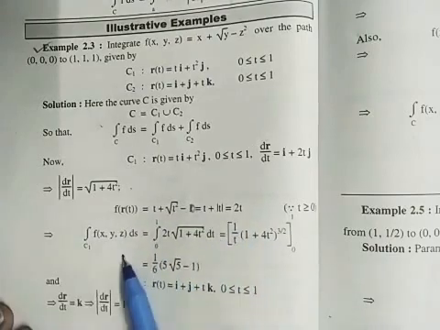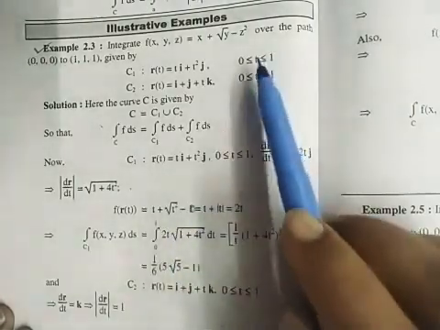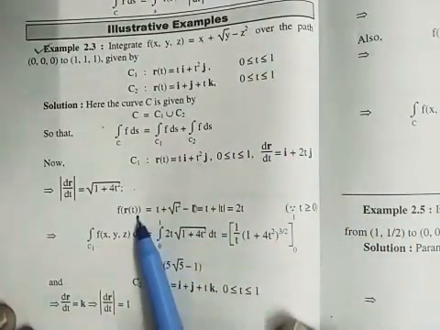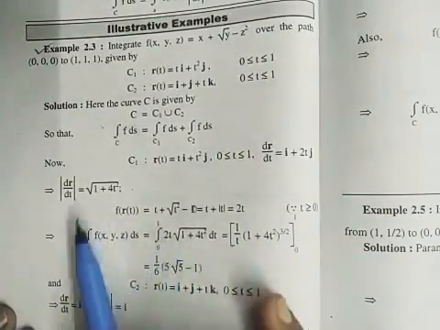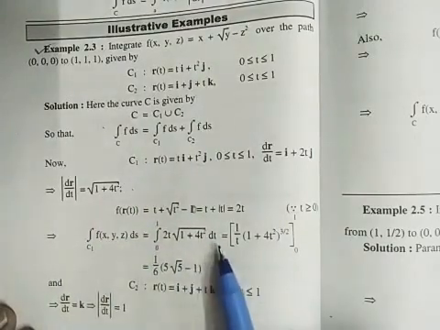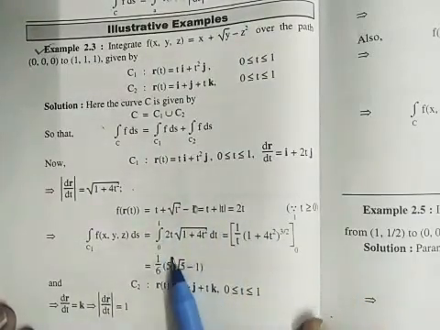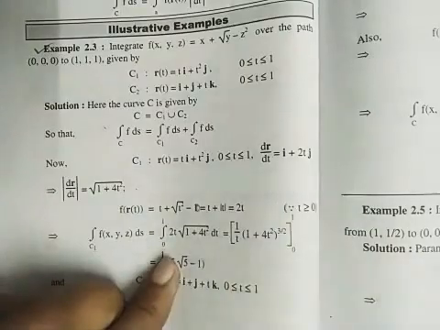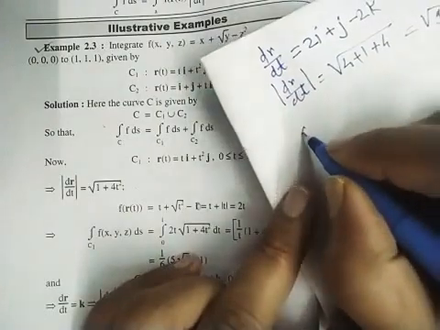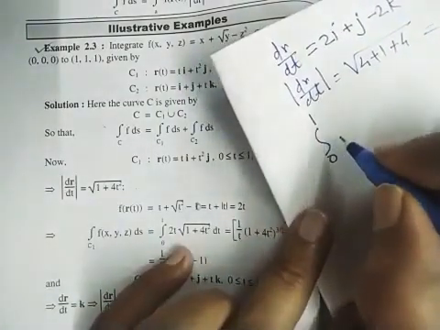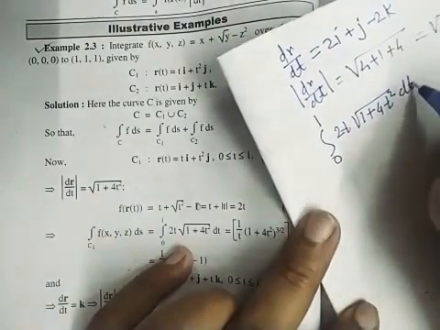Okay. So the integration of f over C1, by formula, is the integration from 0 to 1, because t varies from 0 to 1, of f of r(t), that is 2t, into mod v, which is square root of 1 plus 4t square, into dt. Next we solve this integration. So how to solve it? The given integral is the integration from 0 to 1 of 2t times square root of 1 plus 4t square dt.